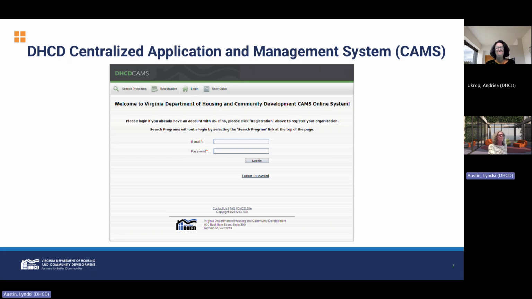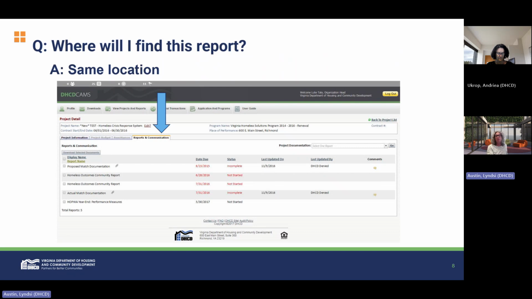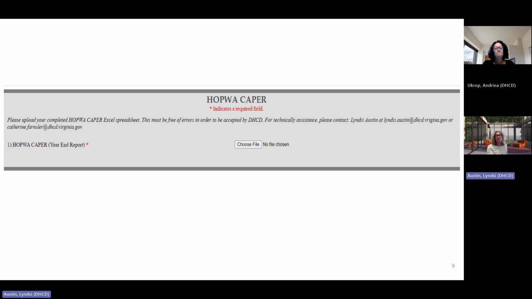Good. Okay. So just as a reminder, many of you have done this before, but we do use CAMS to collect the initial workbooks. So you will need to go into CAMS to submit that. While they're being emailed to you initially, CAMS is where you will be uploading those reports once you have completed them. You can find them on your current year HOPWA project listed under the Reports and Communication tab. It's a very simple, straightforward report that's been assigned in CAMS. It looks like this, and you would just be choosing your file and uploading it there on your project.